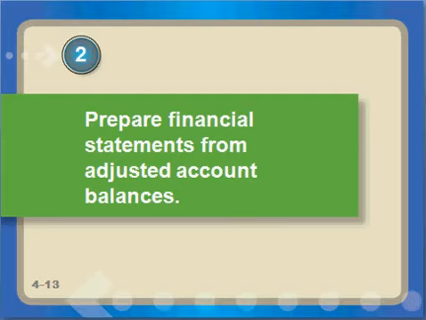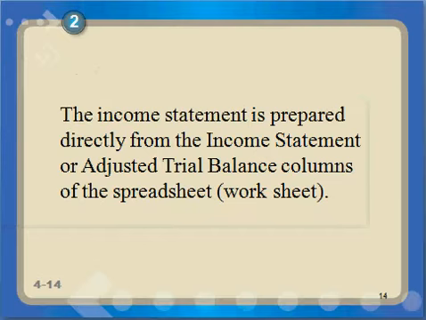Now we're going to talk about preparing our financial statements from the adjusted account balances. Once we made these adjustments, we're ready to prepare our income statement and our balance sheet. And remember, we always do the income statement first. The income statement is prepared directly from the income statement columns of that 10-column worksheet or from the adjusted trial balance columns of the spreadsheet. So you don't necessarily have to use that 10-column format, but it does make things simpler. But if we do it from the 10-column sheet, we do it from the income statement columns. And if we're doing it from just the adjusted trial balance columns, we do it from that.